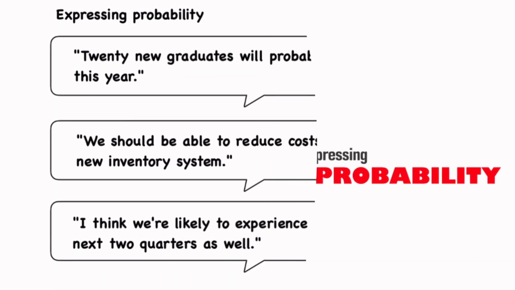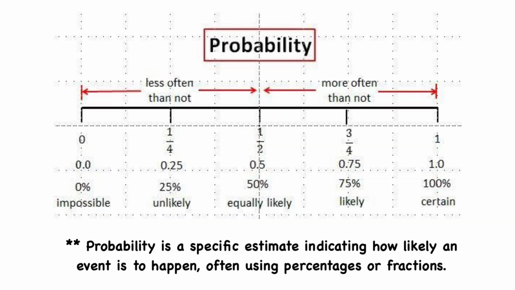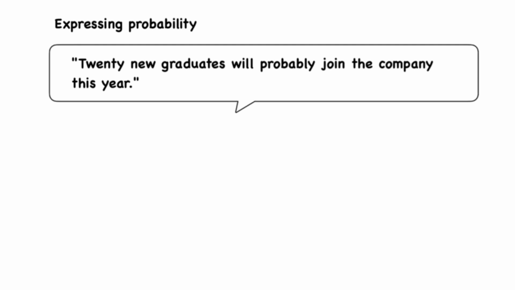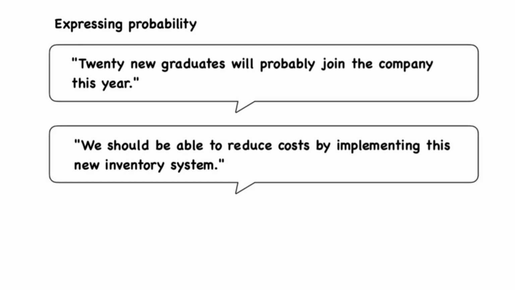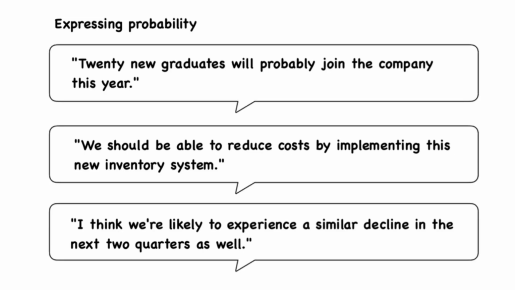Expressing probability. Probability is a specific estimate indicating how likely an event is to happen, often using percentages or fractions. 20 new graduates will probably join the company this year. We should be able to reduce costs by implementing this new inventory system. I think we're likely to experience a similar decline in the next 2 quarters as well.